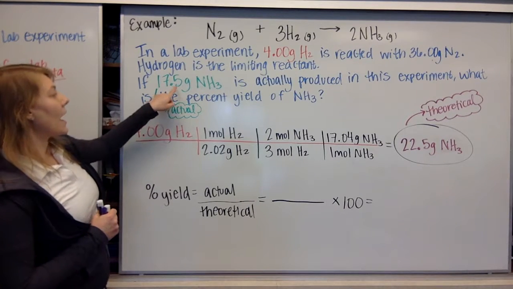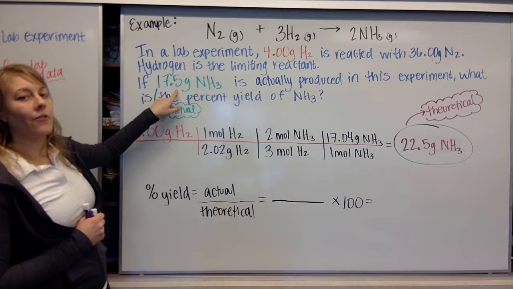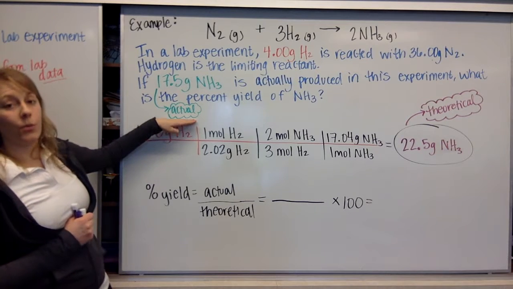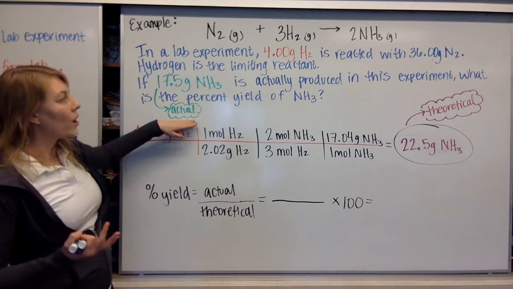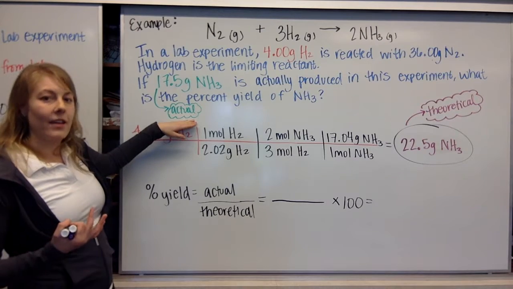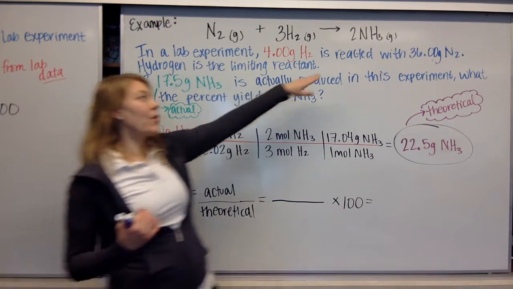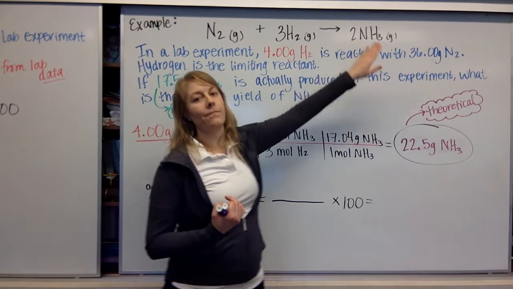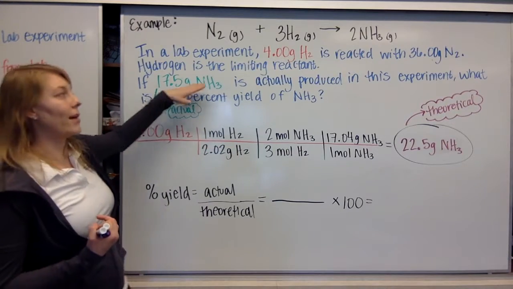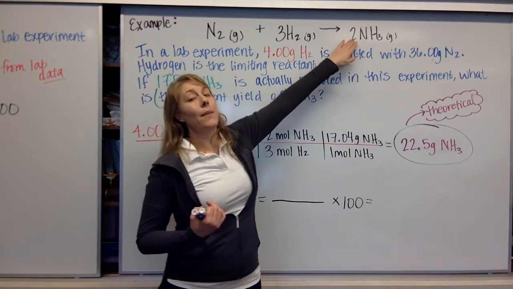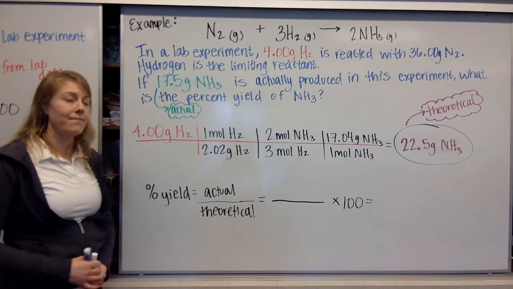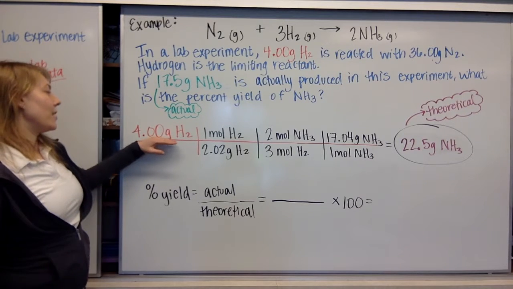Now, I put this in green. 17.5 grams is the actual amount that we produce in the lab. In order to do the percent yield, we need to calculate how much should theoretically be produced. Okay, so we produce 17.5 grams. Stoichiometrically, how much should we produce? Okay, so that's what I set up down here.